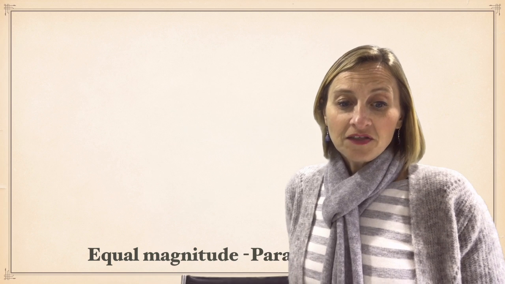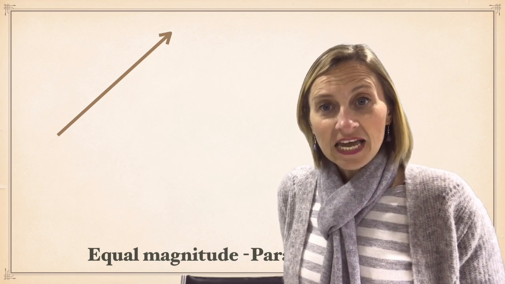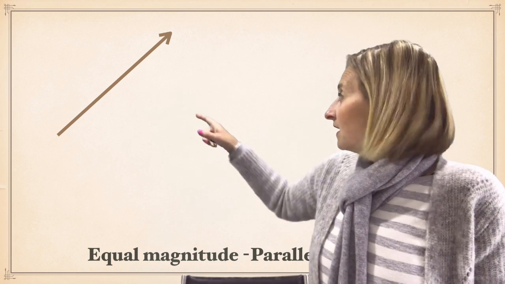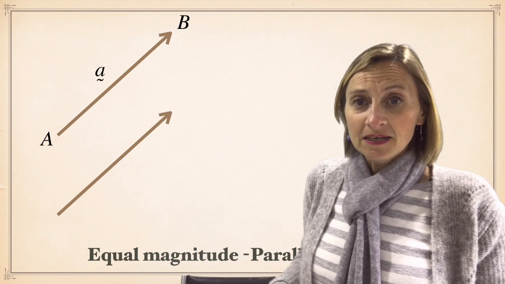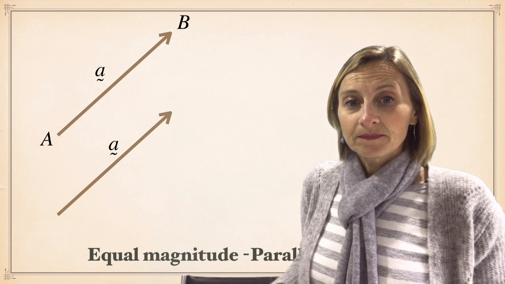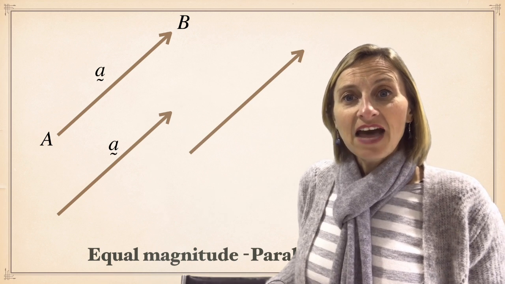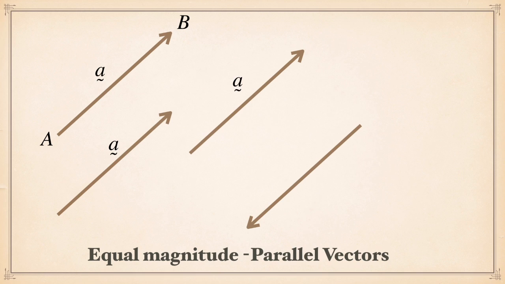If you have vectors that are equal in length and parallel, then they are the same vector. So let's say we have vector AB. If we have another vector and it's parallel to vector AB and it's the same size, it's also called vector A. Anything that's parallel and the same size and the same direction will be A. If I have another vector like this one and it goes in the other direction, that's going to be minus A. And anything parallel to that, if it's going in the opposite direction, will be minus A.